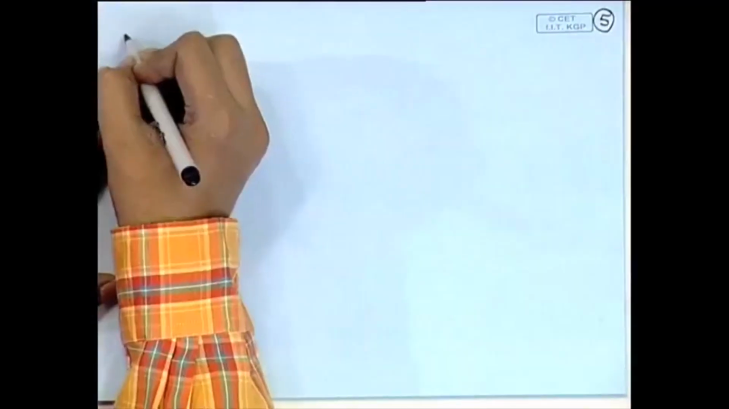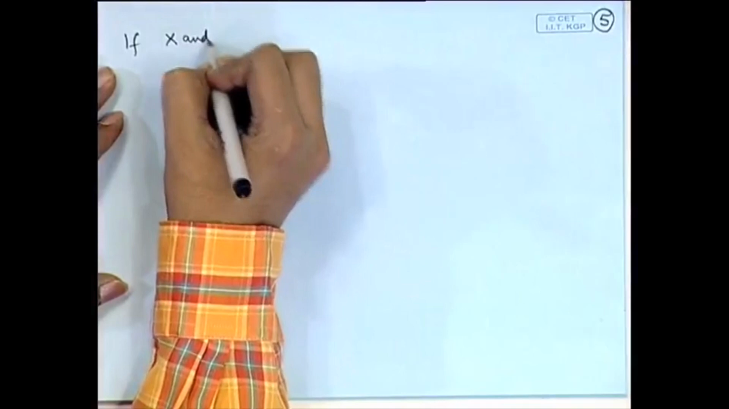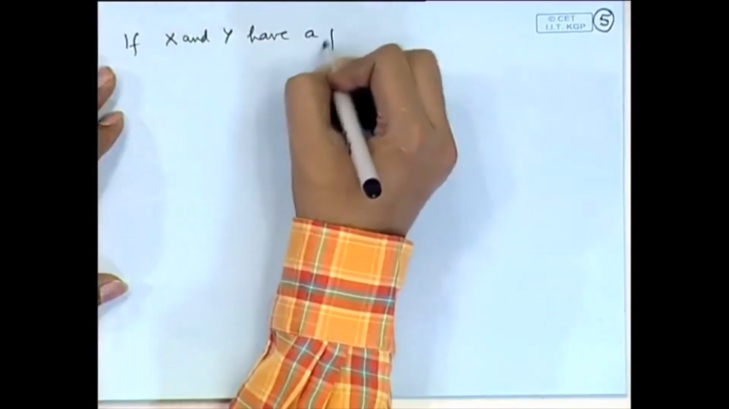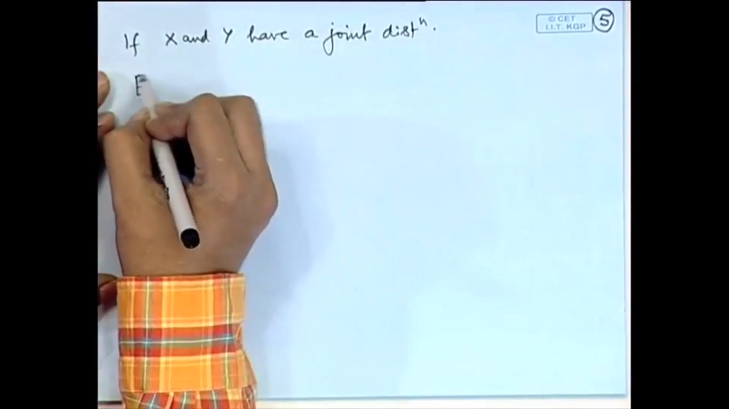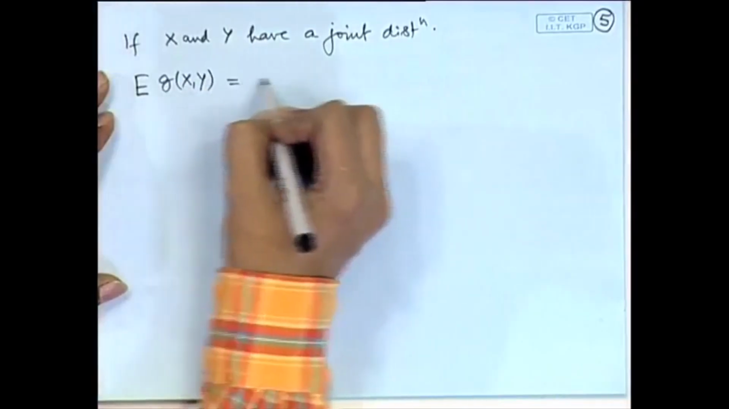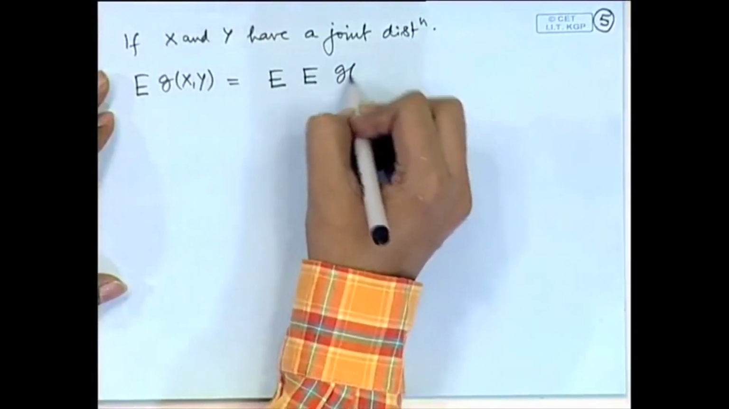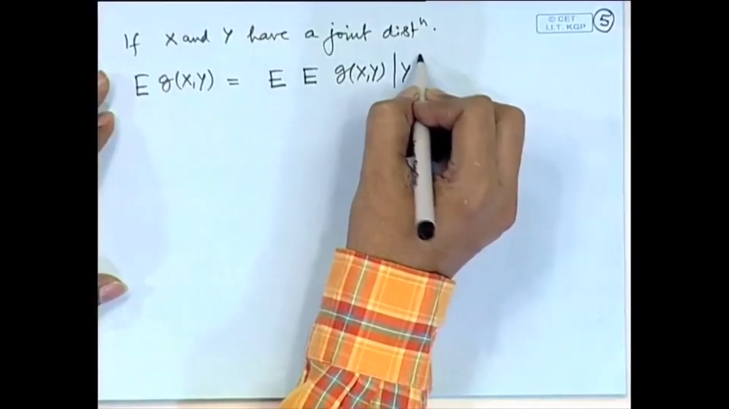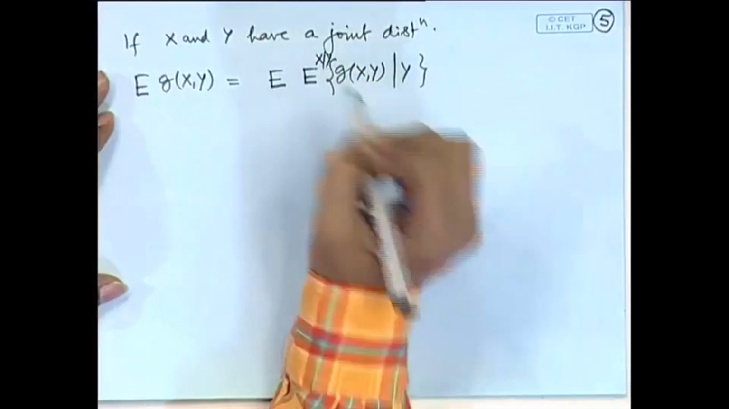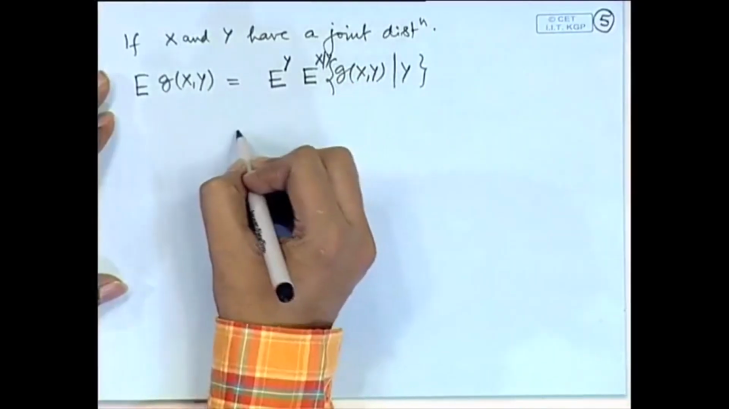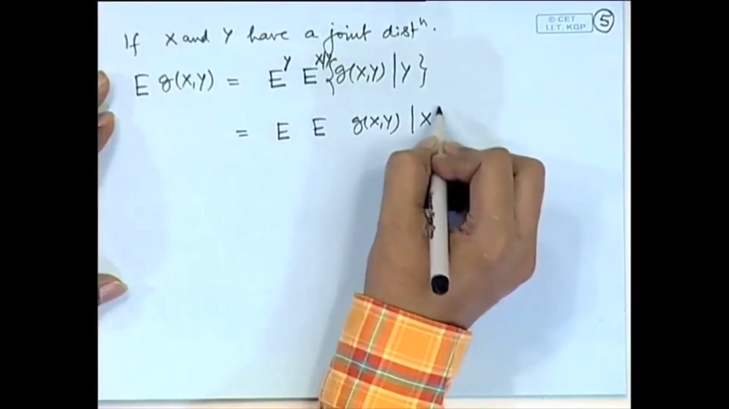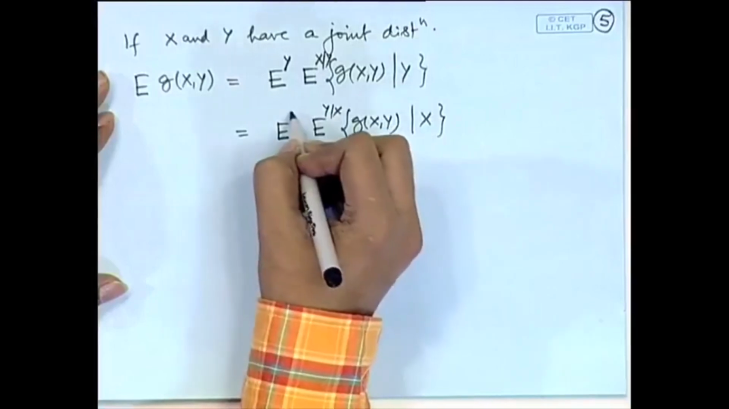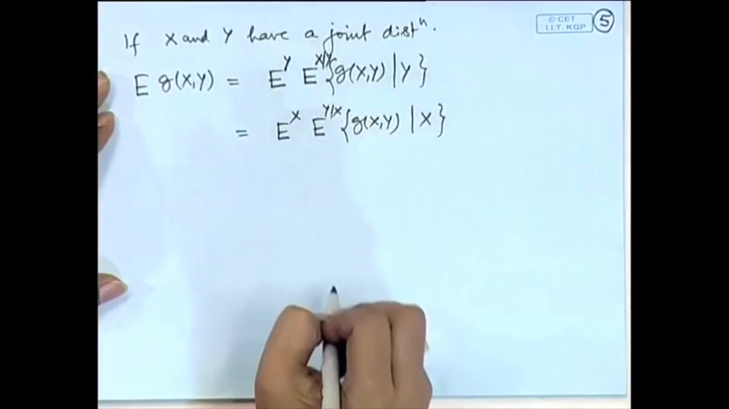If x and y have a joint distribution, then in general the expectation of a function g(x, y) can be calculated in stages. We may calculate firstly the conditional expectation given x, and then take the expectation with respect to the marginal, or alternatively we may consider it as expectation of expectation of g(x, y) given x, provided of course the expectations do exist.